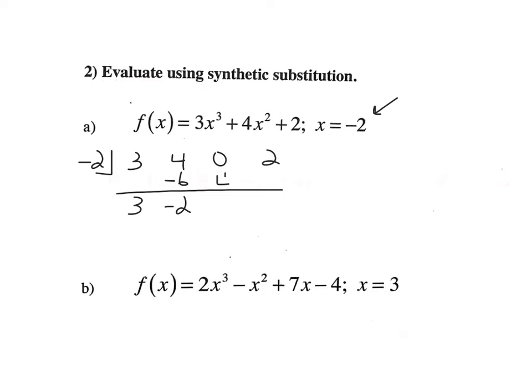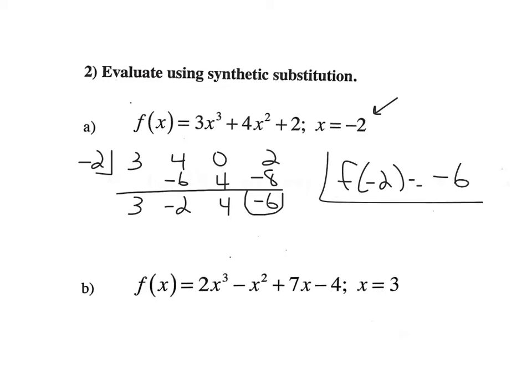Multiply by what's in your box. That's 4. You always add. Multiply by what's in your box. That's negative 8. That's negative 6, which is your remainder right there, negative 6. So that's also your answer for synthetic substitution. So I'm going to say f of negative 2 is negative 6. All there is to that. Let's do one more of those.